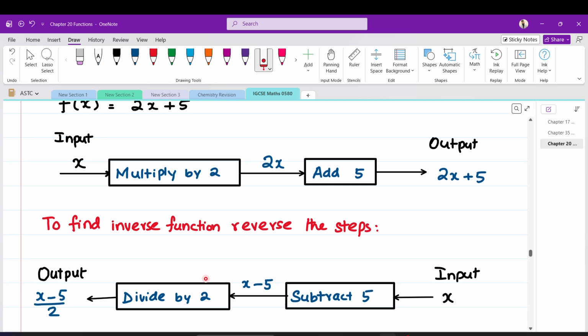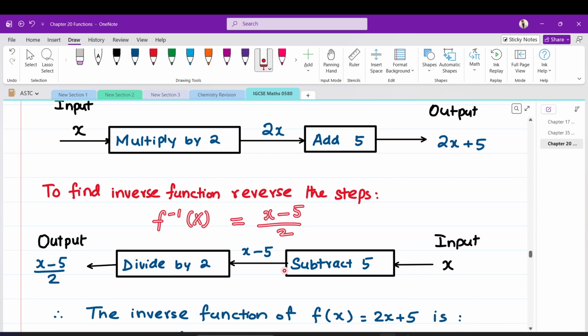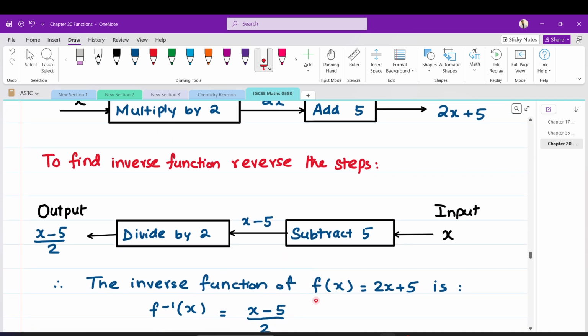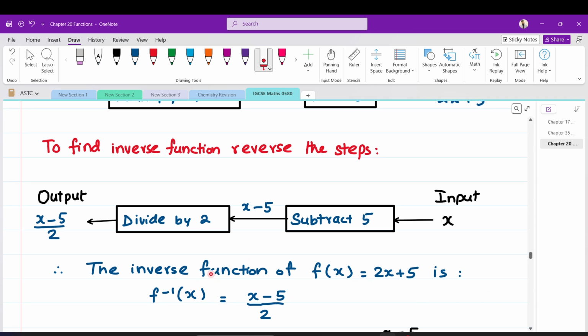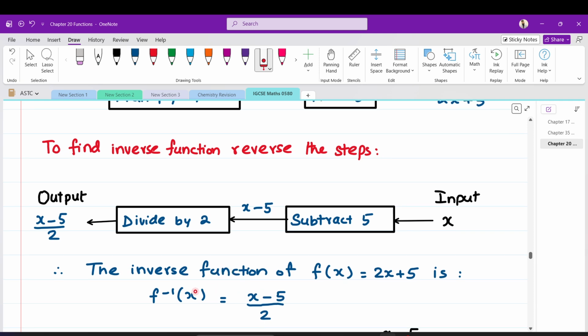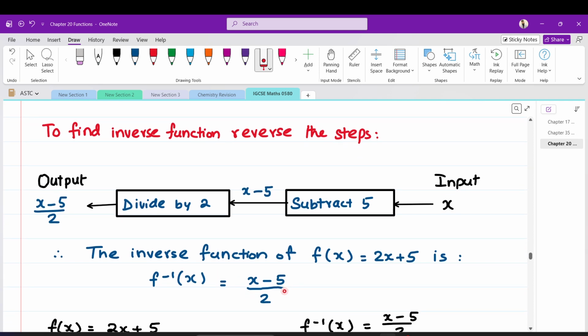Therefore, my inverse function, which is represented like this, we will say the inverse function of x will be x minus 5 upon 2. So the inverse function of f of x equals 2x plus 5 is equal to this, and this is the notation that we use to express it. This is very similar to sine inverse, tan inverse or cos inverse that we have already studied. So the inverse function will be f inverse of x, which is x minus 5 upon 2.